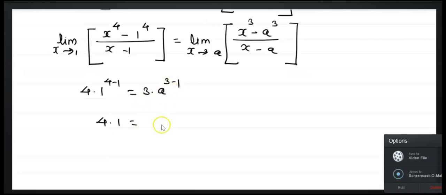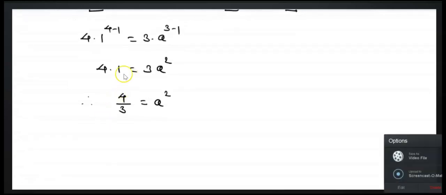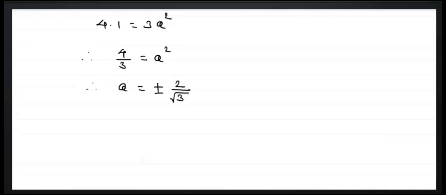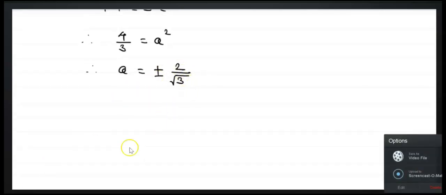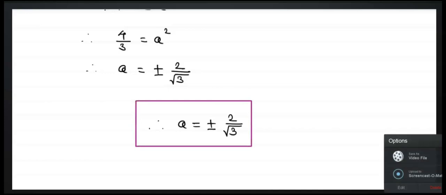3 minus 1 means what? A square. Therefore, 4 upon 3 is equal to a square. Therefore, a is equal to plus or minus 2 upon root 3. This is the answer. Taking the square root, the square root of 4 is 2, and of 3 it is root 3, so a is plus or minus 2 upon root 3.